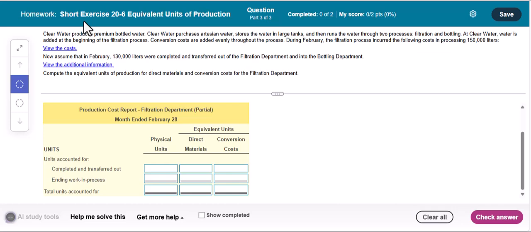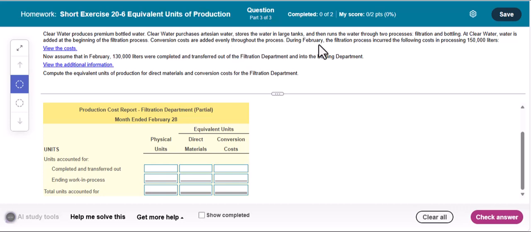Short exercise 20-6, equivalent units of production. Clearwater produces premium bottled water. Clearwater purchases artesian water, so not free, stores the water in large tanks, and then runs the water through two processes, filtration and bottling. At Clearwater, water is added at the beginning of the filtration process. Conversion costs are added evenly throughout the process.